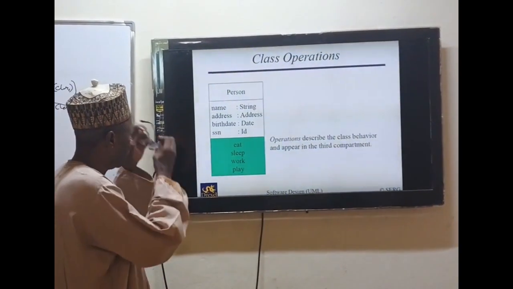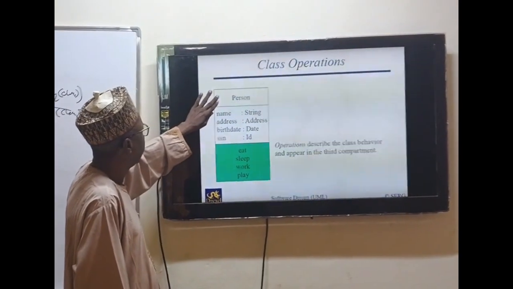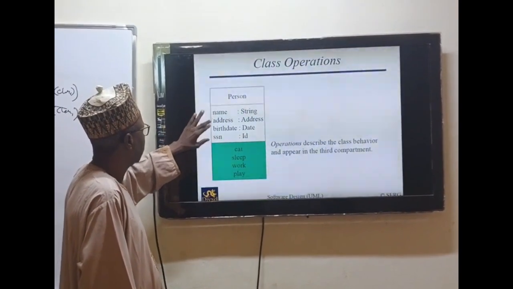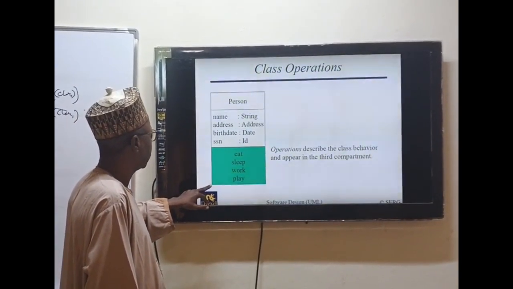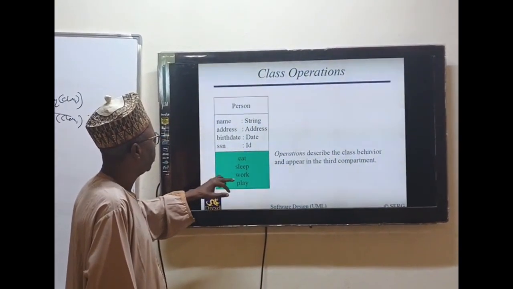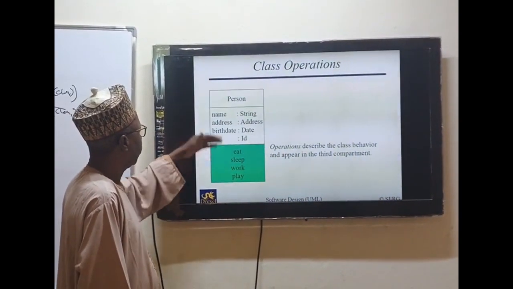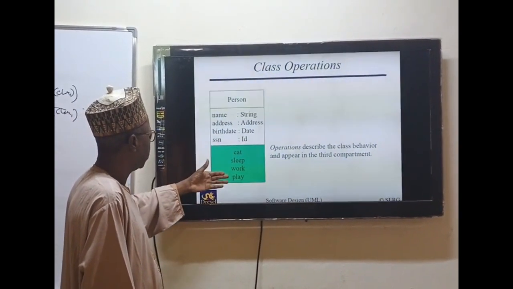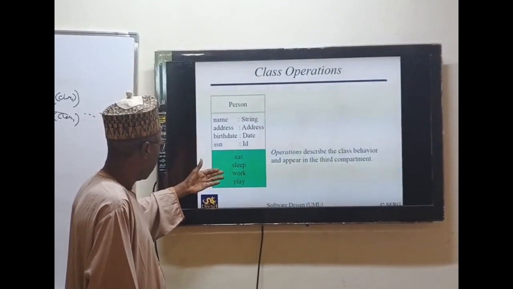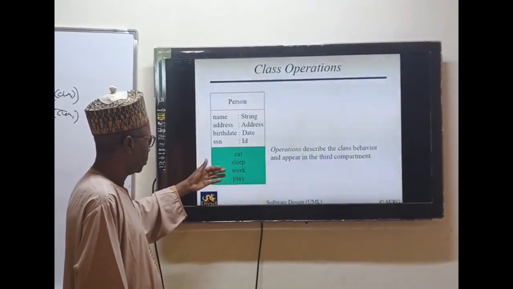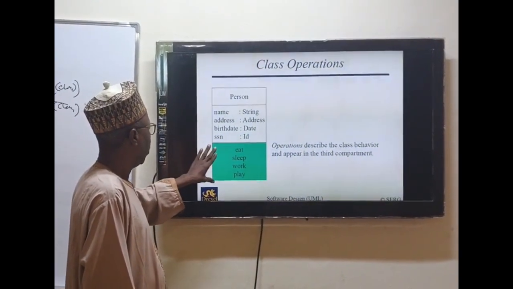Okay. Now, in this slide, we can see that the same person object or person class, which has these properties, is having this as operations. Sometimes we call them methods, meaning the behavior that the class or the object can perform. We know a person can demonstrate this behavior. A person can eat, a person can sleep, a person can walk, and then a person can play. These are actions that an object can perform or demonstrate, and then we call them operations.